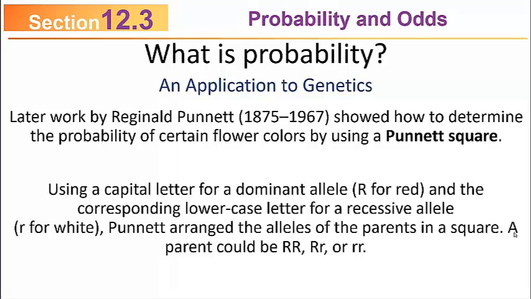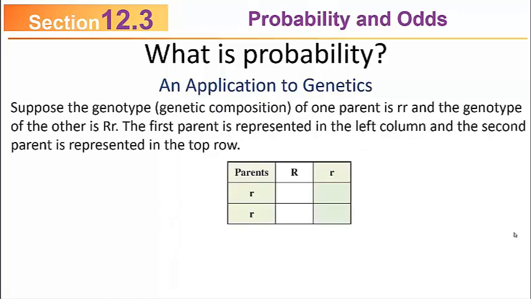Or you could get two recessives, which is little r, little r. So capital R, capital R, capital R, or little r, little r. Those are the possibilities, with the capital letters being the dominant, in this case red, and the small letters standing for the recessive, which in this case is the white color. So the Punnett square looks something like this.